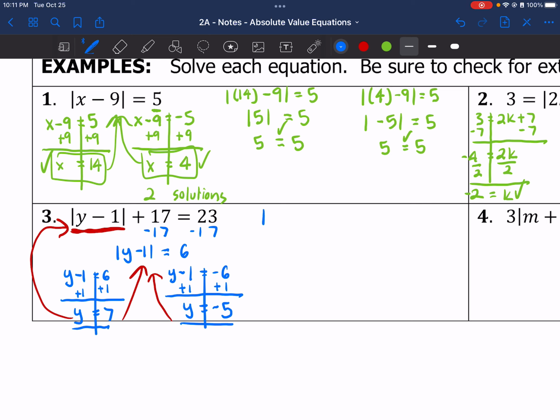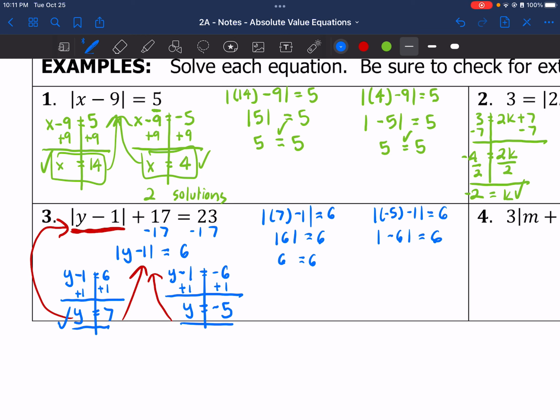I'm going to do 7 minus 1 is equal to 6. 7 minus 1 is 6, so the absolute value of 6 is equal to 6. That just means 6 equals 6, so I know that y equals 7 works. Plugging in y equals negative 5, I'm going to get absolute value of negative 5 minus 1, and negative 5 minus 1 is negative 6.